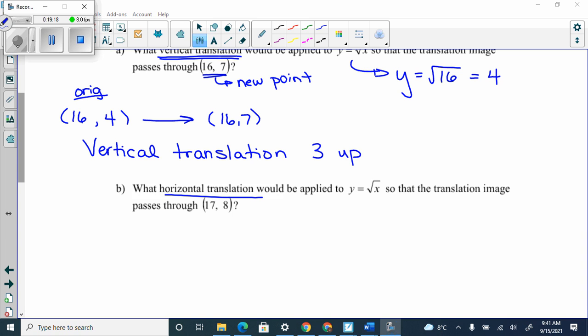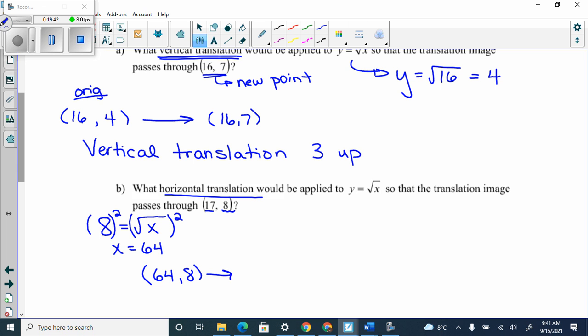That doesn't mean it's wrong. Okay, so for this one we have a horizontal translation. So this moved, this stayed. So on our original, our y is 8. So 8 equals square root of x. How do I get rid of the square root? I square it. So x was 64. So our original point was 64 and 8. It becomes 17 and 8.